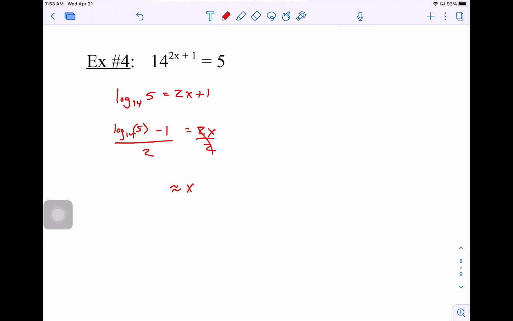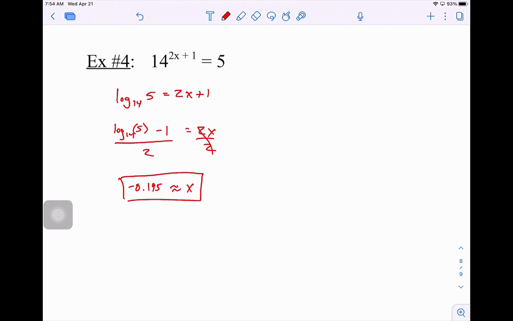Yes, Abby, did you get it? 0.109, roughly? Okay, agreed? 195. Oh, 195. Agreed? Negative 0.195-ish? Okay, very good. I see some head nods here. So negative approximately 0.195, and there's your answer. So there's method number 1, where we just go straight to using the definition of a log and then solving for x from there.